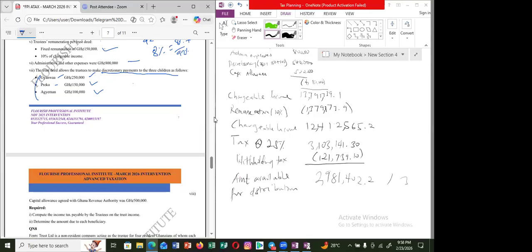I think, yes, please. The amount available, I think it should be the tax, the withholding tax, and then the tax at 25, that will be subtracted from the 12 million amount. That will be the one available for distribution, or how? So it's chargeable income minus tax minus withholding tax.